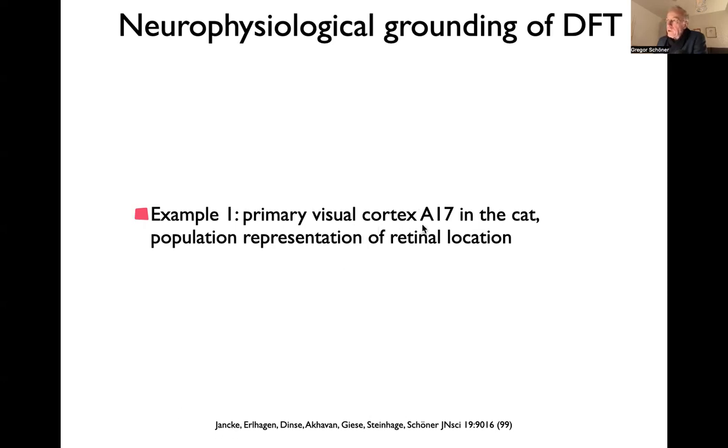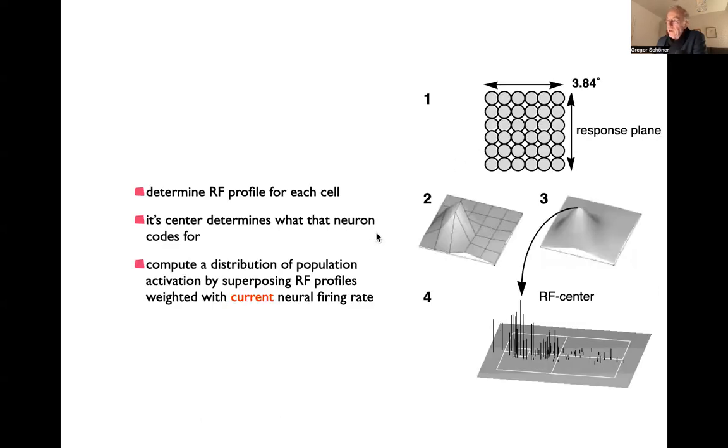Studying the primary visual cortex of the cat called A17, it is really just a population representation of a retinal location. In the primary visual cortex, you have these receptive fields that we talked about just now and previously, which means that if you record from any given neuron, it will have a particular place on the retina where it will respond. And we established more precisely where that place was by roughly mapping that.